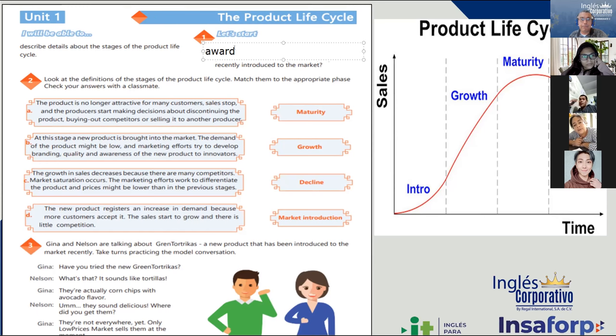Letter C. Okay, the growth in sales decreases because there are many competitors. Market saturation occurs. The marketing efforts work to differentiate the product and prices might be lower than the previous stages. All right, stages. Very good, Abigail. Excellent. Next one. Edwin, can you read the last one, please? Of course. The new product registered an increase in demand because more customers accepted. The sales start to grow and there is little competition. Competition, very good correction.